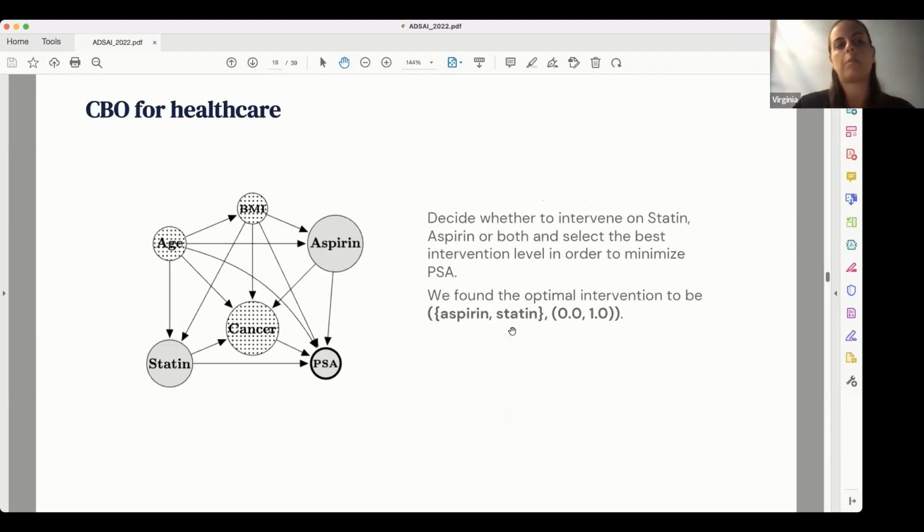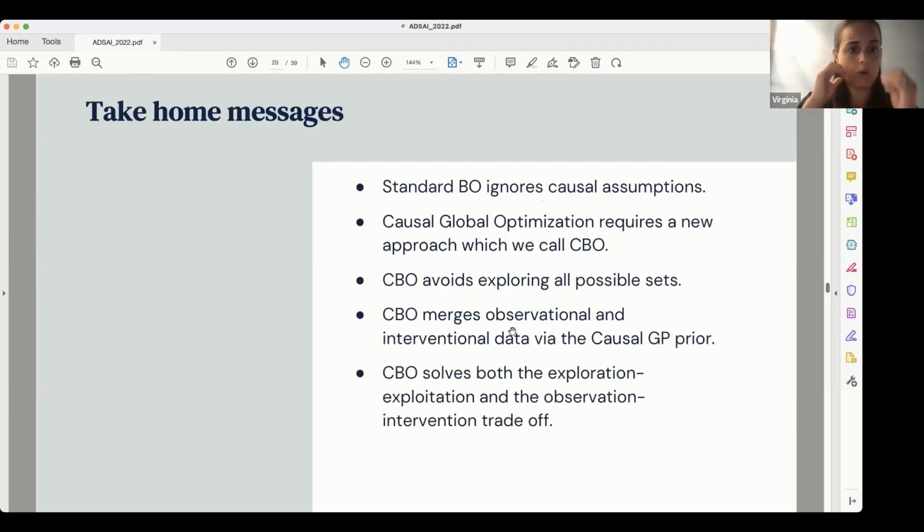And we use the same type of algorithm, for example, to select the optimal type of drug dosage, statin and aspirin, in order to minimize the level of prostate-specific antigen. And surprisingly, we found the optimal interventions to be maximum level of statin, lowest level of aspirin, which is consistent with the domain knowledge. So there are several take-home messages for that.